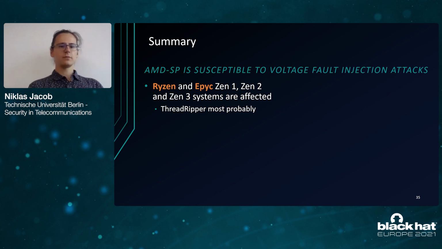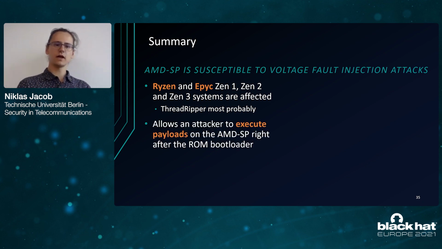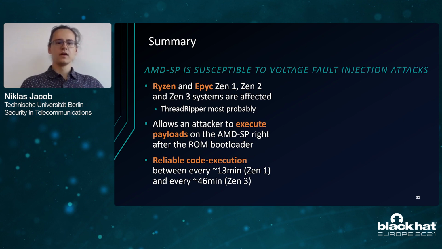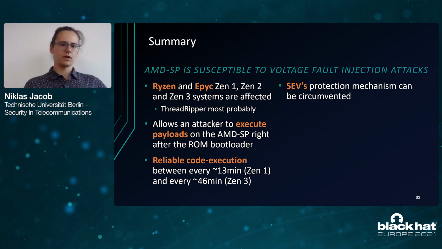Okay, let's summarize. We have successfully exploited all Ryzen and Epyc CPUs of the recent CPU microarchitectures, so Zen 1 to Zen 3. We believe Threadripper is also vulnerable, but we haven't tested it yet because we don't have access to any machines right now. What we did is gain reliable code execution right after the execution of the ROM bootloader, so at the earliest stage that you can expect to execute anything other than the ROM bootloader. Our attack takes between 30 to 45 minutes, but this can very probably be improved.